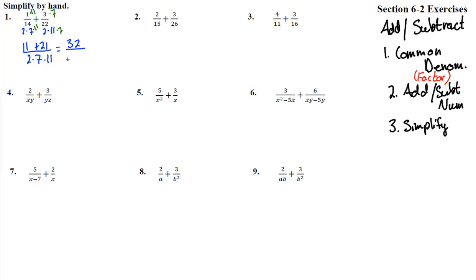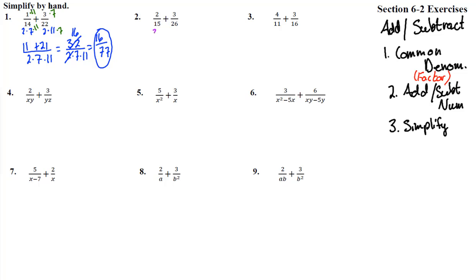Oh, but wait a second. Can something simplify? Let's leave it in factored form for just a minute. Does 32 allow anything to come out of those? Yes, indeed. 32 divided by 2 is 16. So this is 16 over 77. Oh, good thing we didn't times that up until the very end. Okay, 16 over 77.